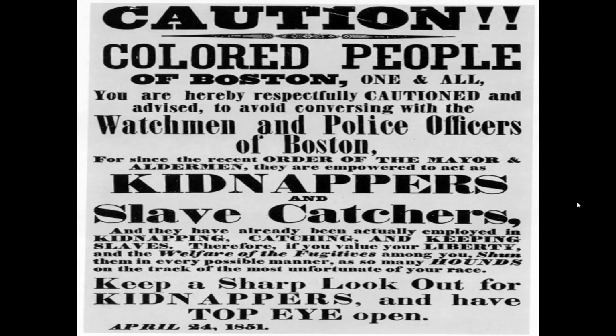So here's a sign that you would find in the North, and this one in particular in Boston, warning all colored people in Boston to be careful of watchmen and police and others who are coming to kidnap them and bring them to the South as slaves. Just a warning to everybody. And you can see when it was posted here, April 24th, 1851. So this is in response to the Fugitive Slave Act, which is part of the Compromise of 1850. So go ahead and take a look at that, read through that, pause the video if you need to.